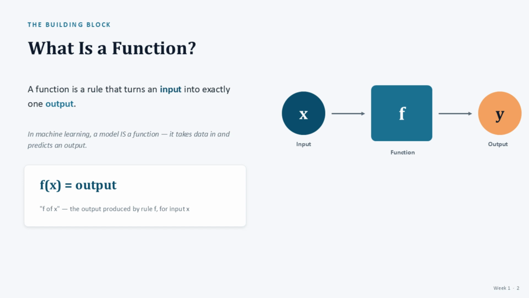What is a function? A function is simply a rule that takes an input and gives exactly one output. You can think of it like a machine. You put something into the machine, it performs a rule, and then it gives you a result. For example, if our function is f(x) = 2x, then when the input is 1, the output becomes 2. If the input is 3, the output becomes 6. The key idea is that each input has only one output.